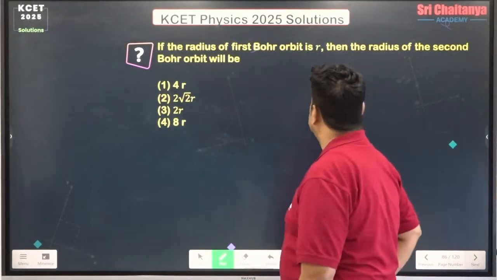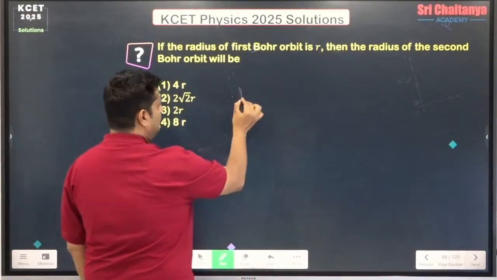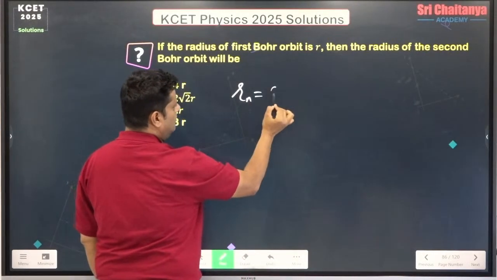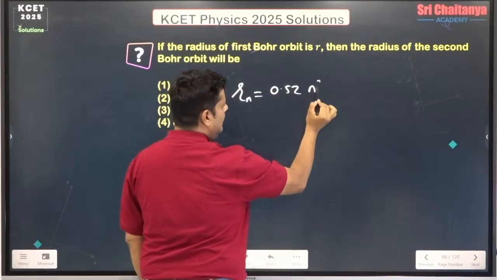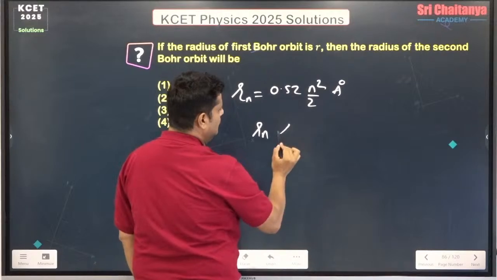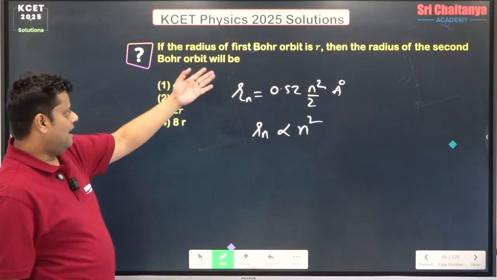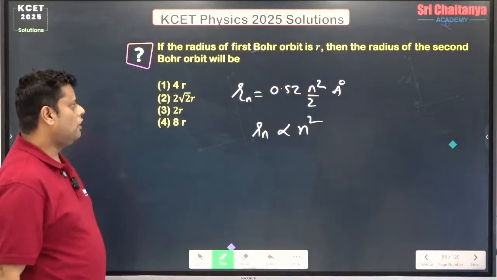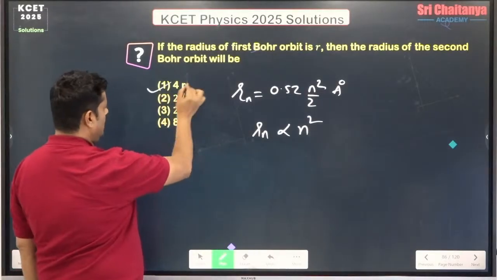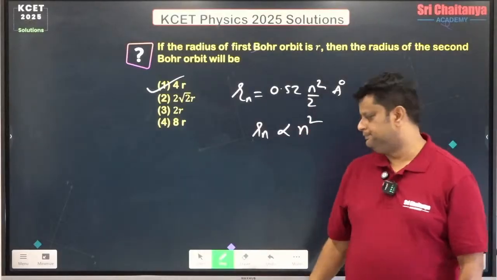The radius of the first Bohr orbit, we are talking about radius. We know the formula for the radius of the nth orbit: 0.52 n square upon Z angstrom. So the crux of the question is that the radius is proportional to n square. If r is the radius of the first Bohr orbit, the radius of the second will be 4r. So this will be the correct answer. Square of 2 will be 4.